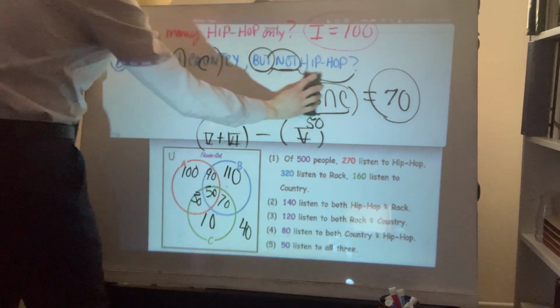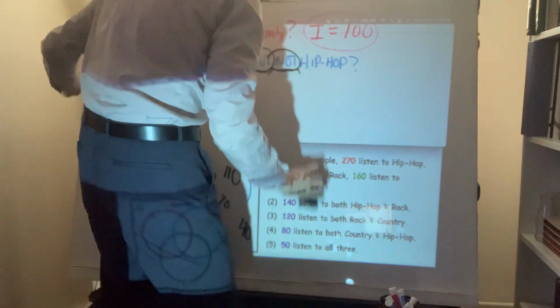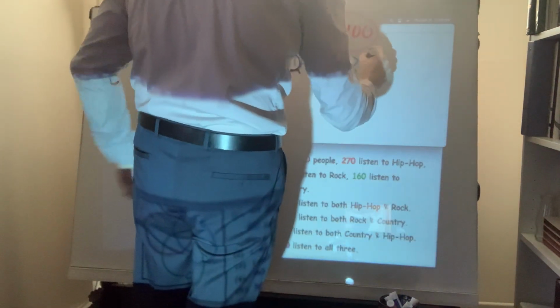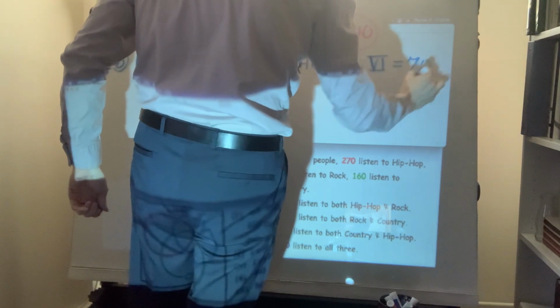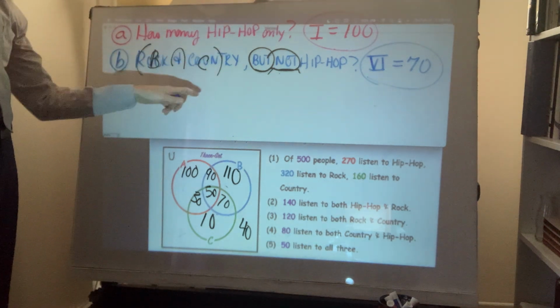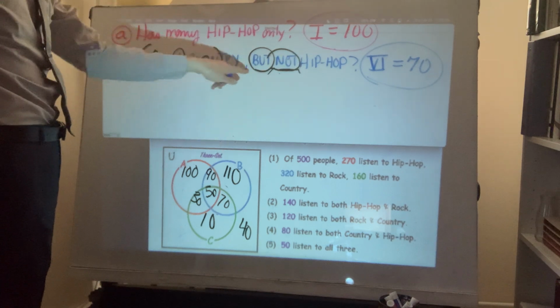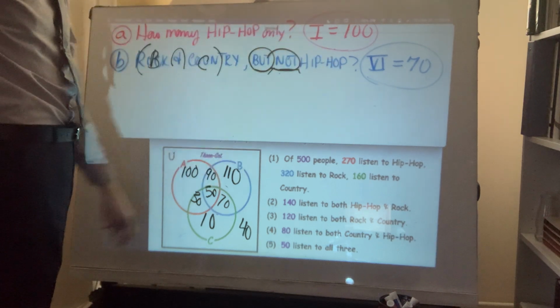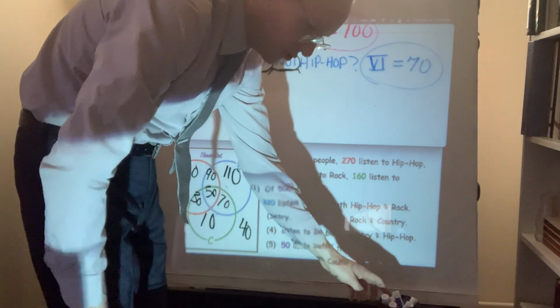And I'll erase this, and I'll just put this over here to keep it out of the way. This is talking about region 6 ultimately, and therefore the answer is 70. The intersection of 2 minus the intersection of all 3. So 120 minus 50 is 70. This one is pretty straightforward.